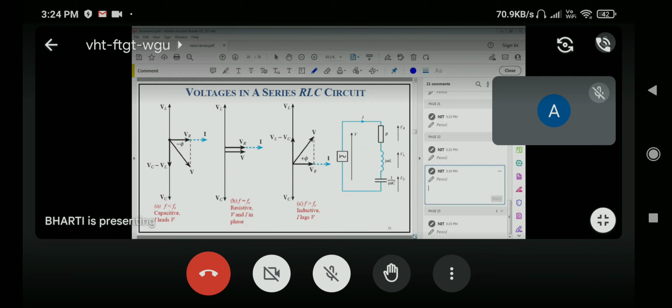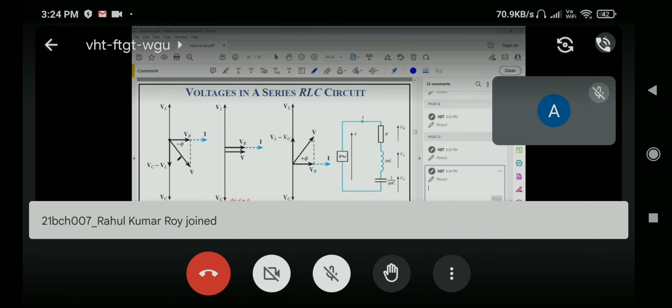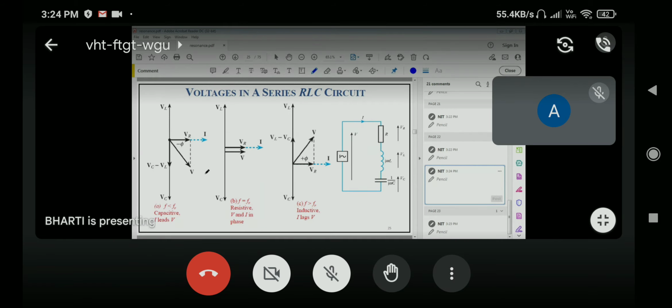And about the voltages, we have already discussed this phasor. If you talk of the voltages when capacitive, that means current leads the voltage. So you can just remember VC minus VL. So VR will be the resistive voltage, and this will be the resultant voltage.